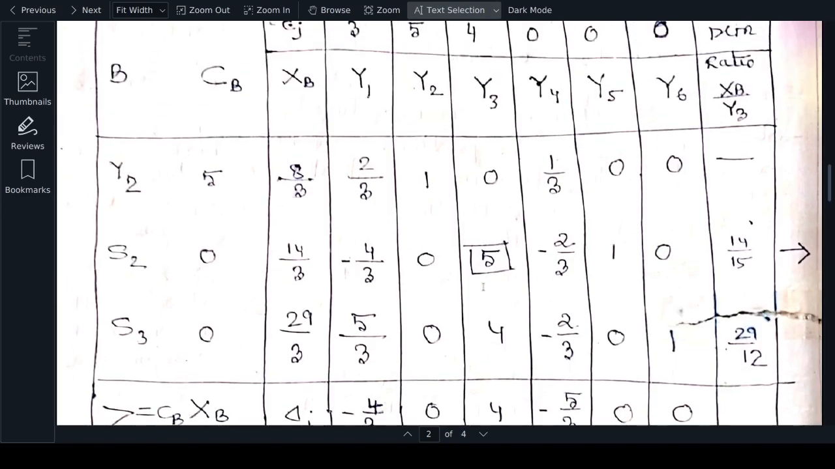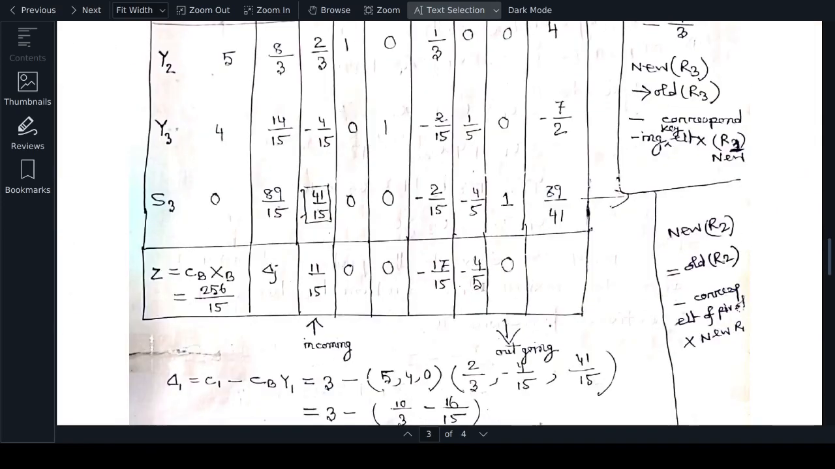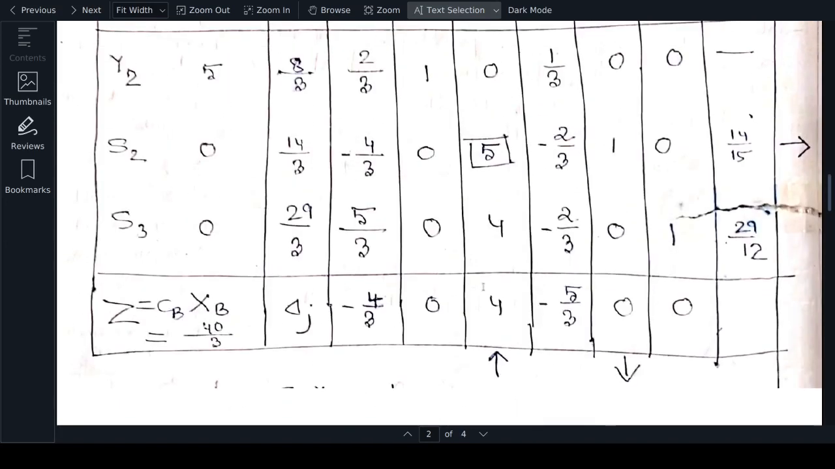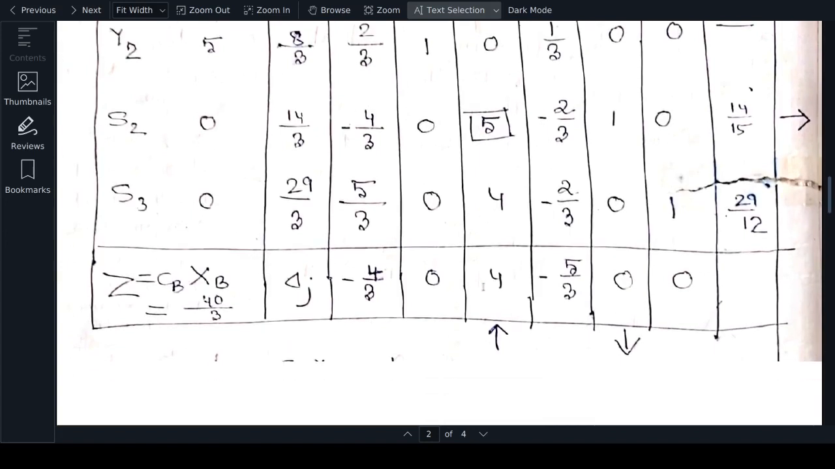Fifth element of the third row: minus 2 by 3, then minus 4 into minus 2 by 3, divided by 5. So minus 2 by 15. Similarly, 0 minus 4 into 1 divided by 5, so minus 4 by 5. Then 1 minus 4 into 0 divided by 5 is 1. Clear this one?